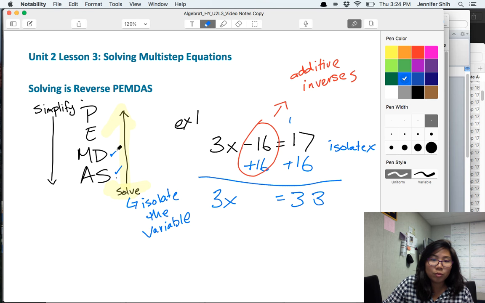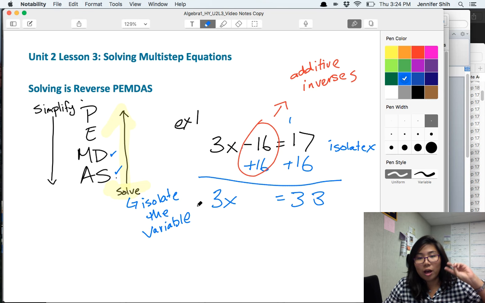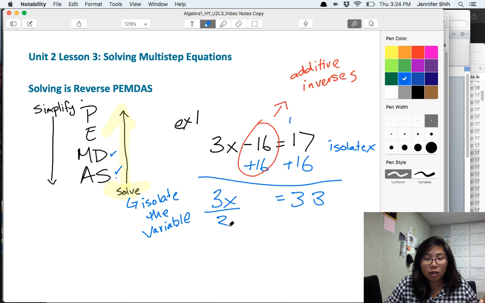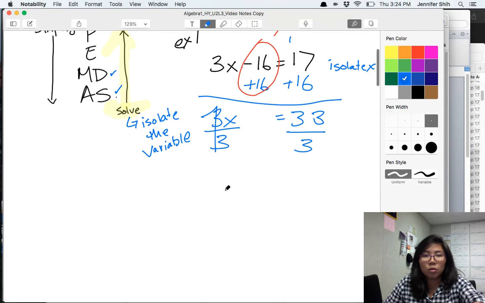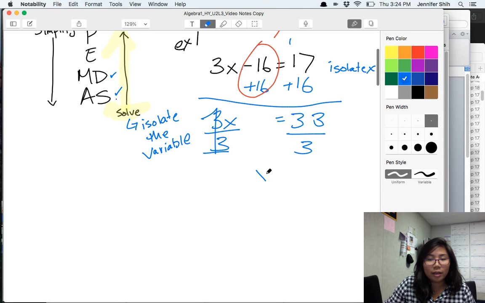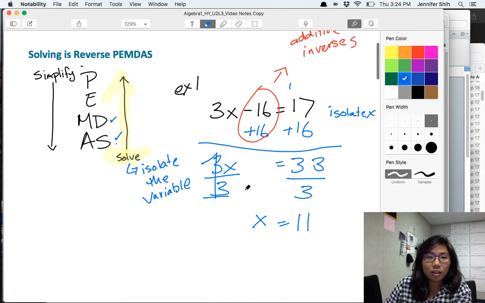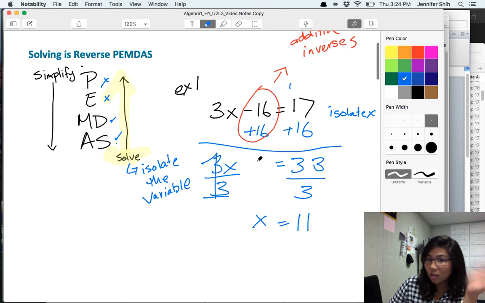Now, we did addition and subtraction. Check. Let's do multiplication and division. So this is 3 times x. Let's undo multiplying by dividing both sides. We're going to undo 3 times x by dividing by 3. So this becomes 1x. And 33 divided by 3, if you punch it into your calculator, or if you just know, is 11. So we have 11. All right, that's our first example. Are there any more exponents? No exponents, no parentheses. So we have solved.